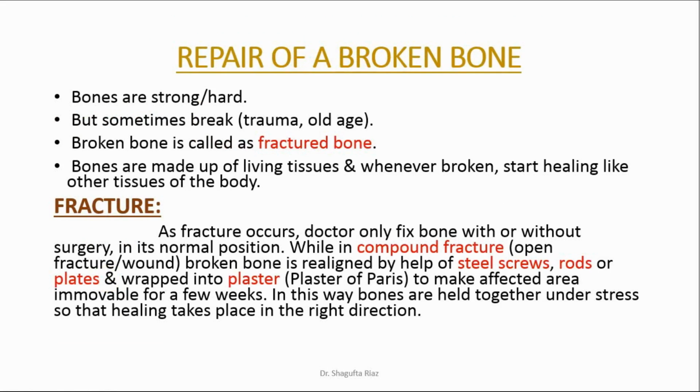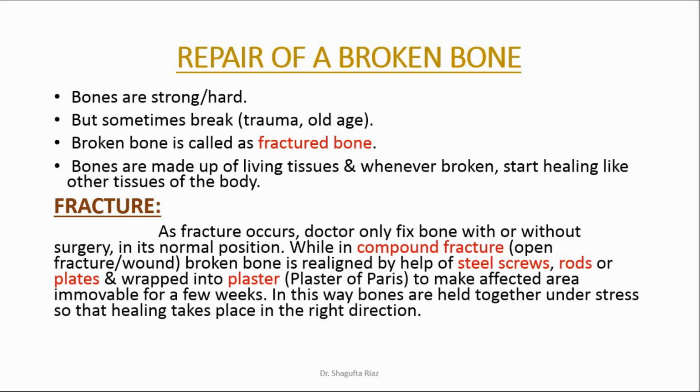Okay, these were the common diseases or deformities of the skeleton. Now this is a topic which includes the repairment of a bone. If a bone is broken, how is it repaired? We know that bones are strong and hard, but they may sometimes break because of trauma or old age. As in old age, bones become weak, so they can easily break. A broken bone is called a fractured bone.